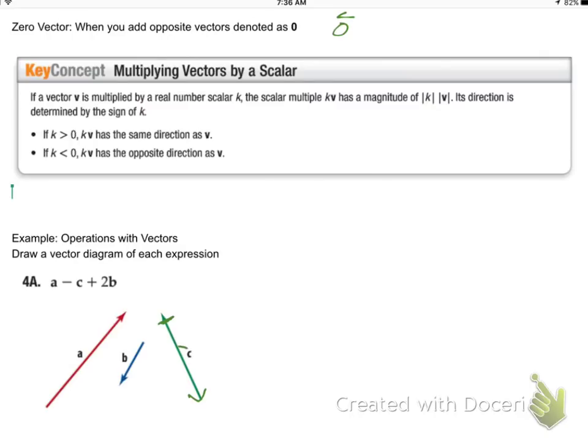And then it says 2b, which means it's still going to go in the same exact direction. It's just that I'm going to double its length, because it's going to be twice the magnitude. And then you can start to add them tip to tail, just like before, and then connect it from the beginning all the way to the end. Questions? This is where you're going to want to use a protractor, so I would pick one up if you don't have one.